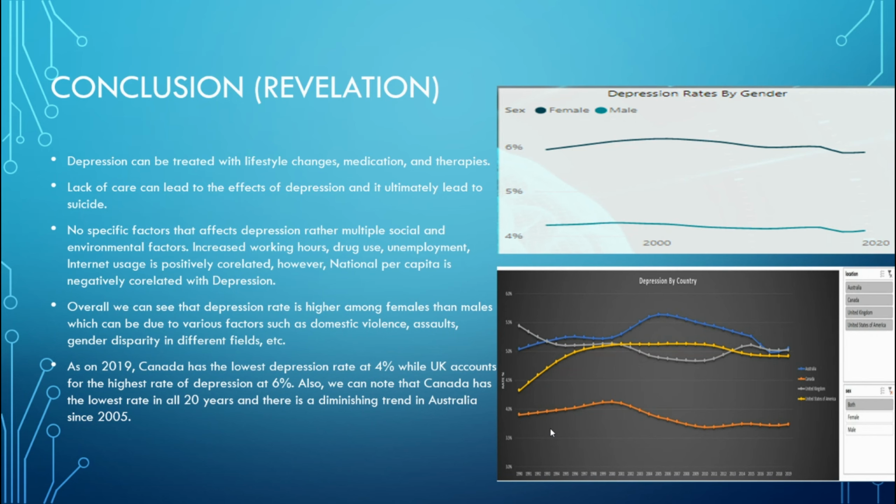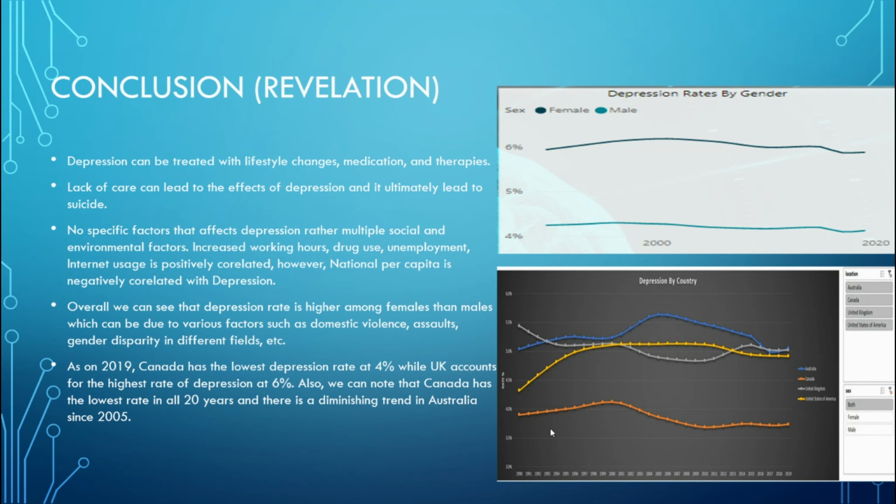As we all know, depression is affecting more than 200 million people, which is treatable. Lifestyle changes, medication, counseling, and therapies are the methods to treat depression. If it's not properly treated, it can lead to suicide. We could understand that there is no specific factor that is affecting depression. Rather, multiple social and economic factors are contributing to depression.